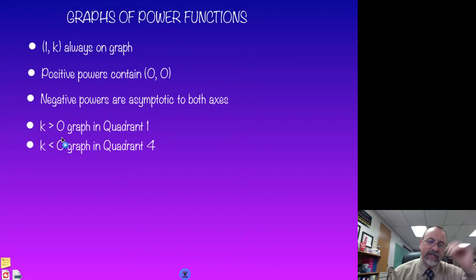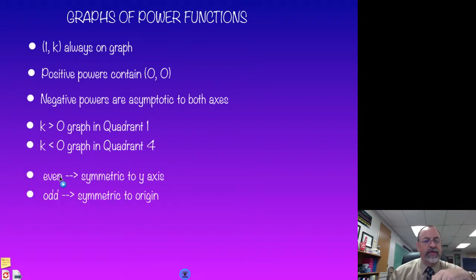If k is less than 0, meaning it's negative, it's going to be in quadrant 4. And then again, we talked about if it's even, it's going to be symmetric to the y, so the graph is going to be reflected over the y-axis. If it's odd, then it's going to be reflected around the origin.